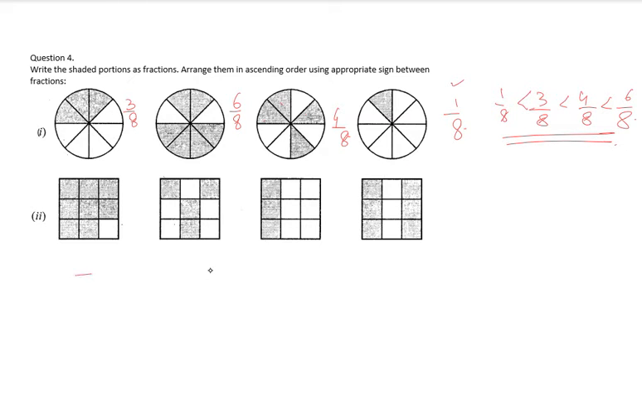Now this is out of 9 parts for each of these shaded regions. This is 8 by 9, 1, 2, 3, 4, 4 by 9, 1, 2, 3, 3 by 9. This is 6 by 9. So the ascending order will be small to big, that is 3 by 9, lesser than 4 by 9, lesser than 6 by 9, lesser than 8 by 9.